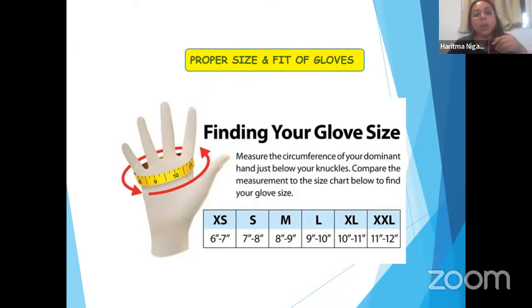Then how do you know it is your proper size? You can measure the circumference of your dominant hand just below your knuckles, and then compare it to XS, S, medium, large, XL, or double XL. It varies from manufacturer to manufacturer.